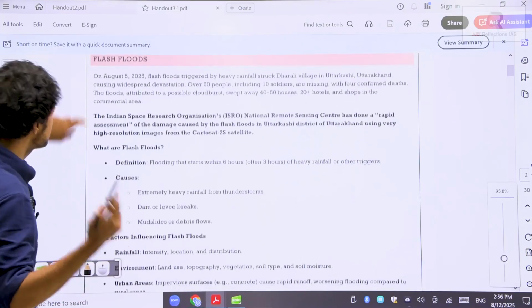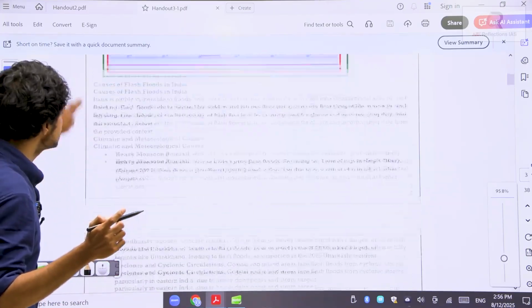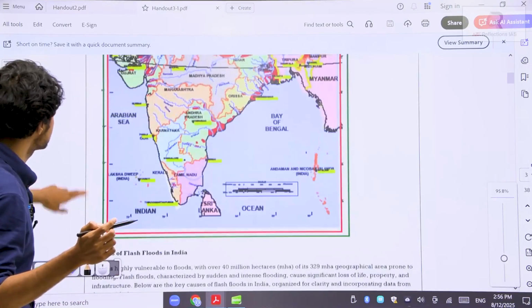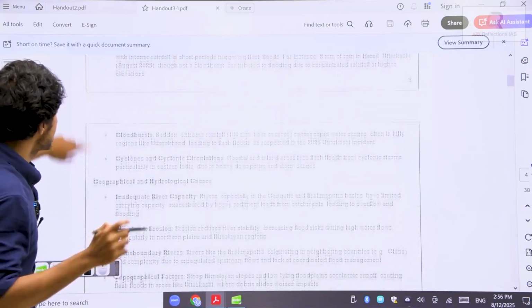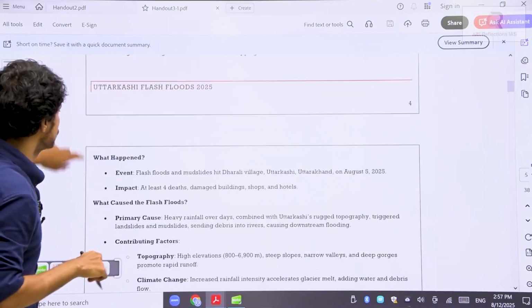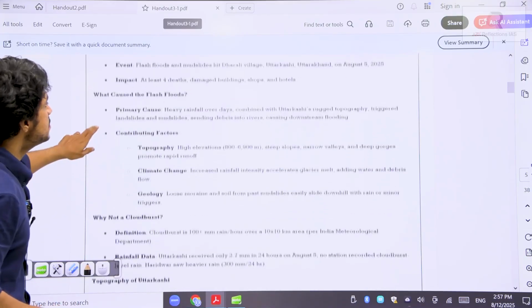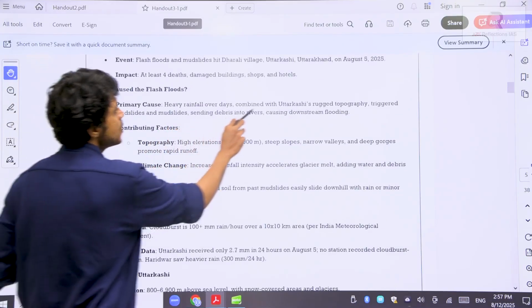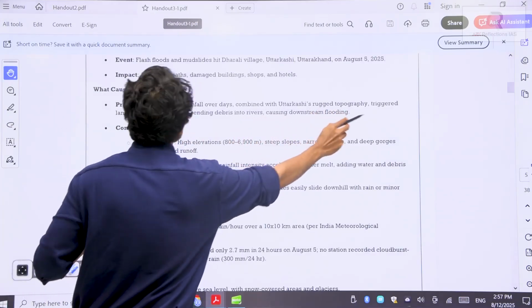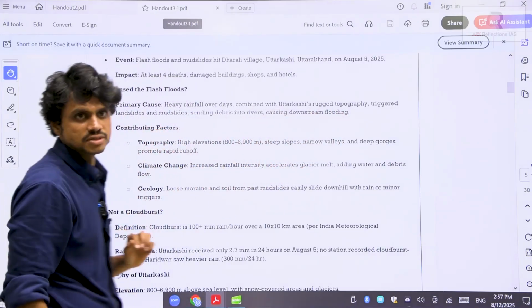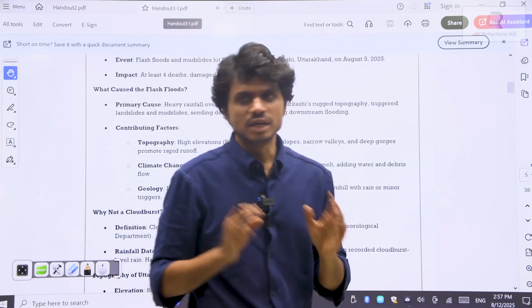So I am expecting this question. If not this year, next year at least I am expecting a question on why such scenarios are happening there, Uttarkashi. See, flash floods and mudslides. So the primary cause: heavy rainfall over days combined with Uttarakhand's rugged topography triggered the landslides and mudslides. That's mountainous areas, hilly areas.